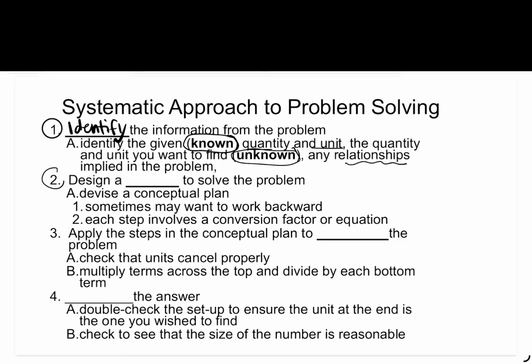The next step is to design a plan. And honestly, sometimes in designing the plan to solve the problem, you find the relationships. Sometimes you don't know that you need certain relationships. That's fine. Also, I sometimes work backwards, and those relationships can be conversion factors or maybe equations that I need. Step number 3 is I will apply the steps in the conceptual plan to solve the problem.